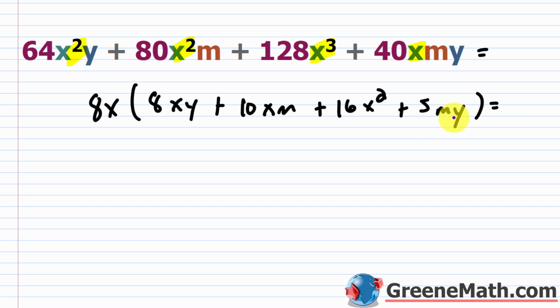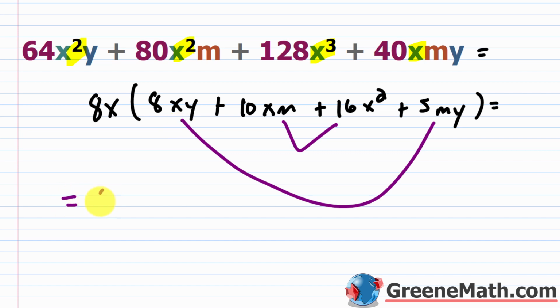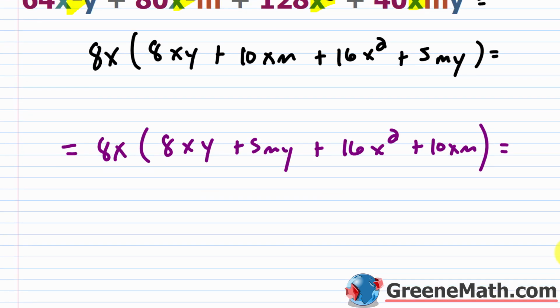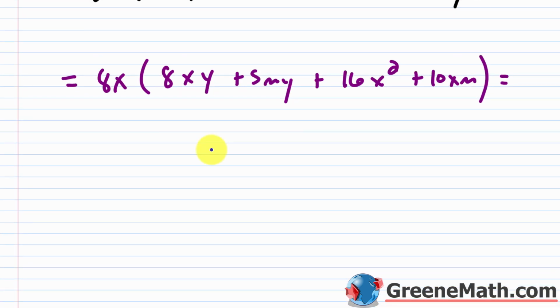So I want to arrange this in such a way that I have an x plus m. So it looks like these two and these two. So if we do this, we'll have 8x times, I'll put my 8xy plus my 5my like this. Then plus 16x squared, then plus 10xm like this. Close that down. Okay, let's come down here a little bit and see what we got inside.